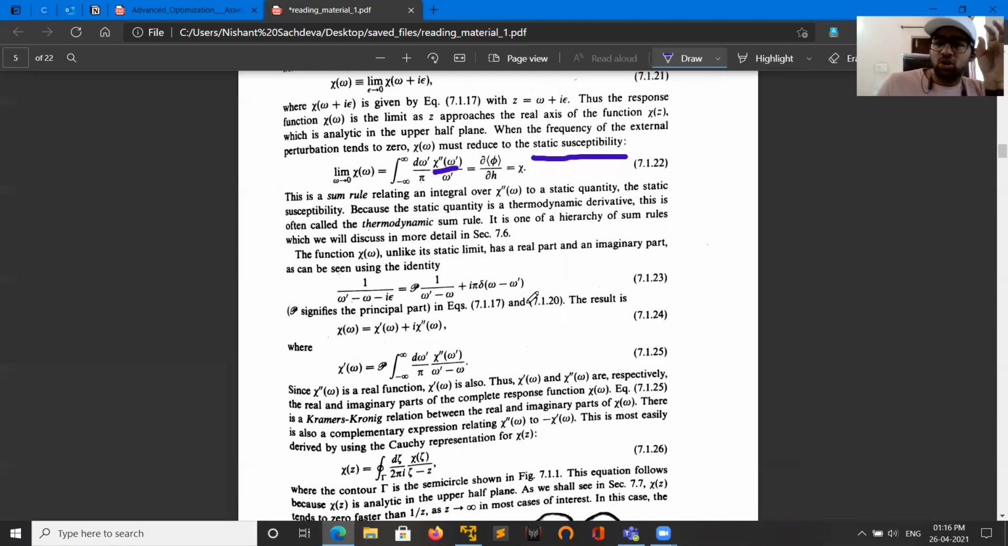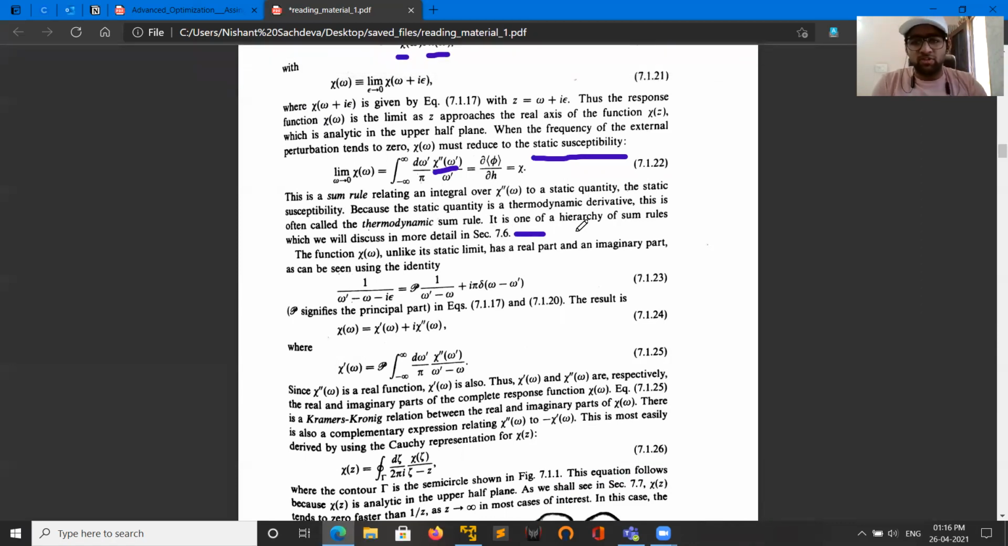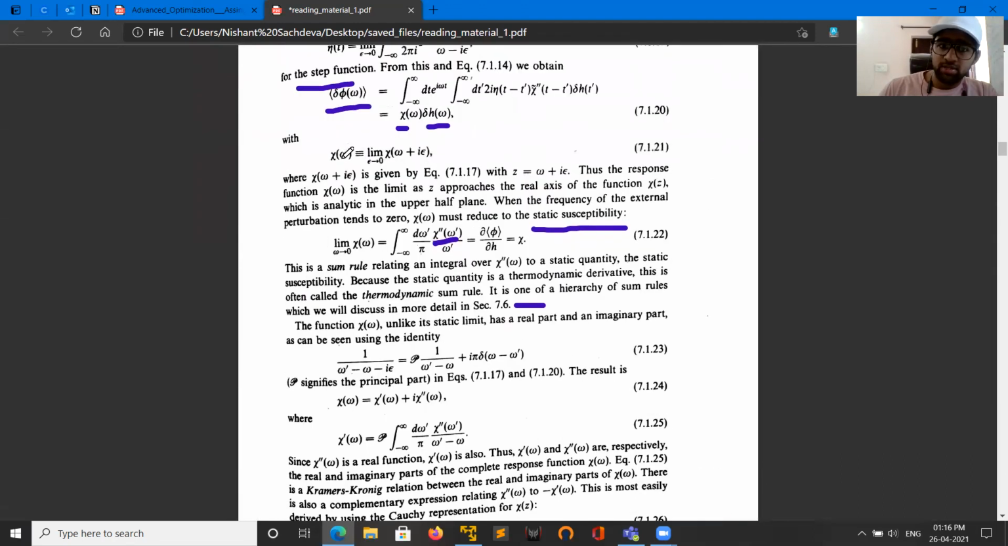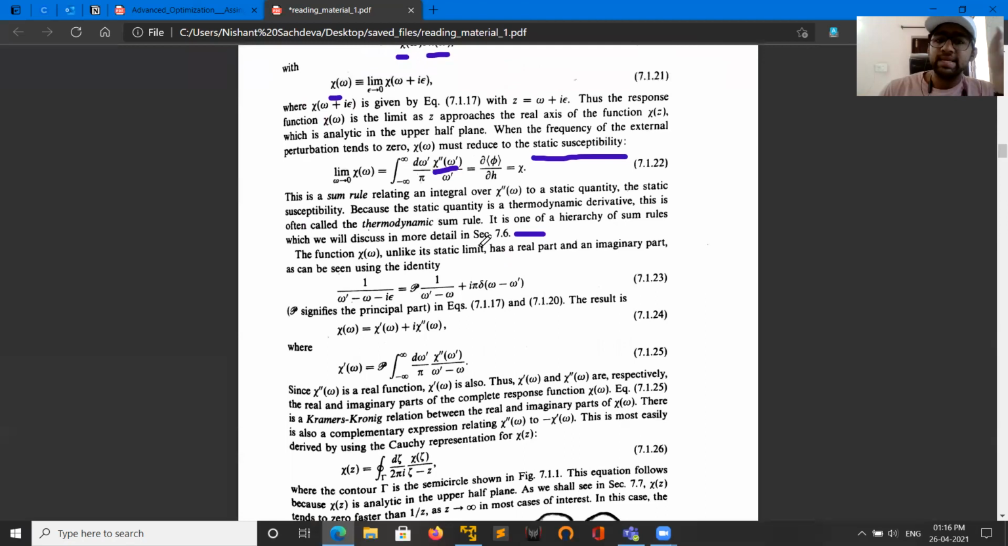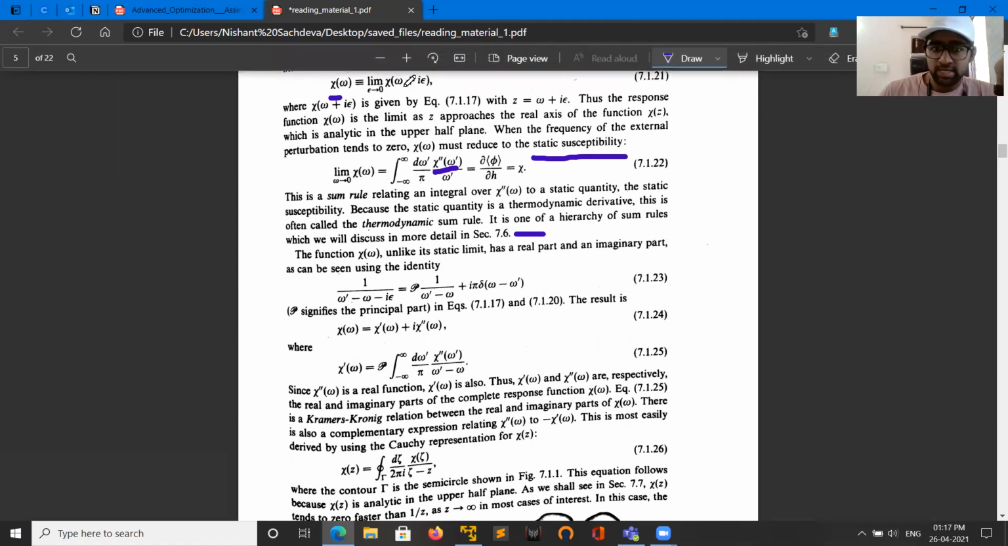It is one of a hierarchy of sum rules, which we will discuss later in section 7.6. It will come at some later point in time. We probably won't be doing it unless it's at the very end of the paper. The function x of omega, which we arrived at somewhere around here, unlike its static limit, has a real part and an imaginary part. Now this guy is mostly real because it has a limit. So as e tends to 0, the whole thing tends to real.